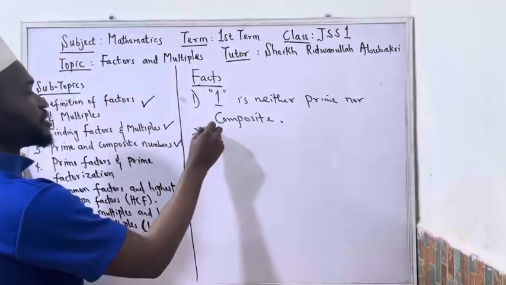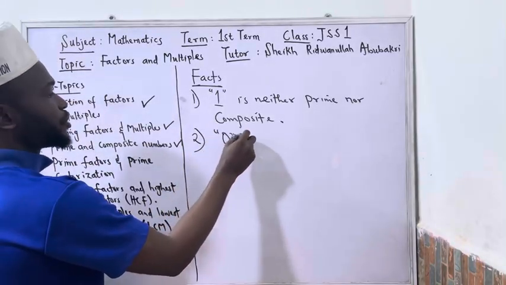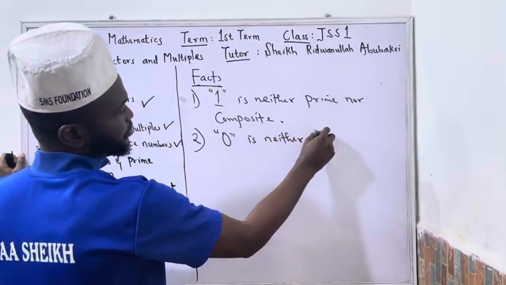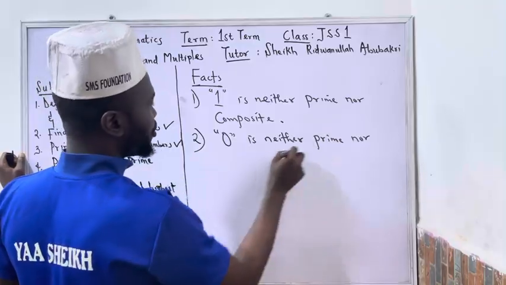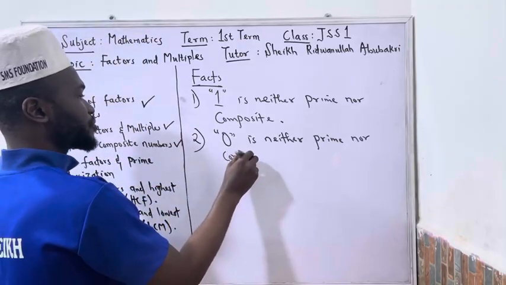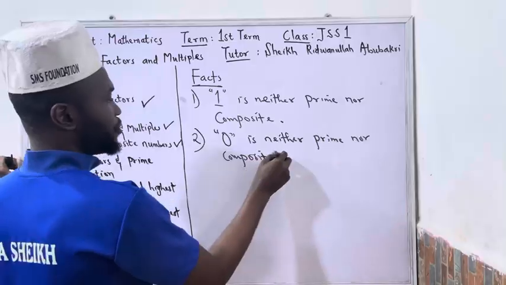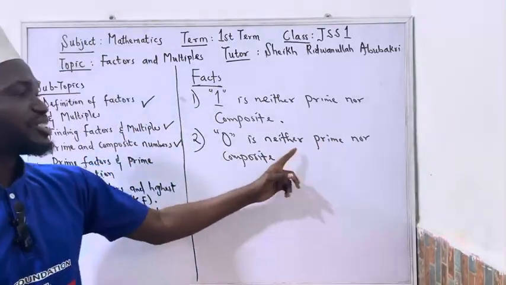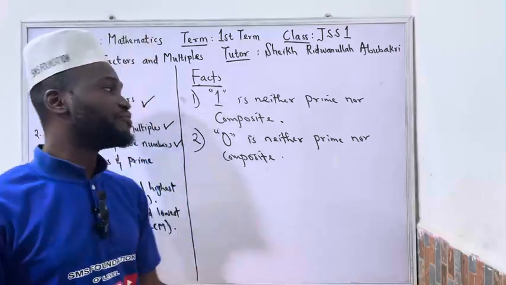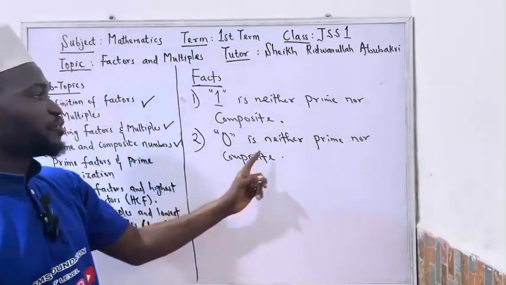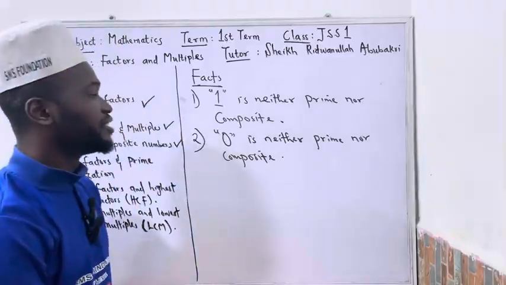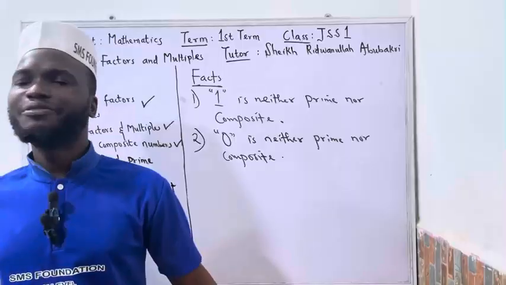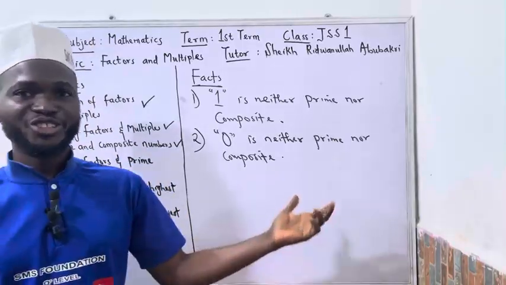Another one is 0. 0 is neither prime nor composite. The reason is that 0 is not prime, because 0 can be divided by every number in this world. Use any number to divide 0, the answer will remain 0. And it's also not a composite number, because every number will work, so it means it's not composite.